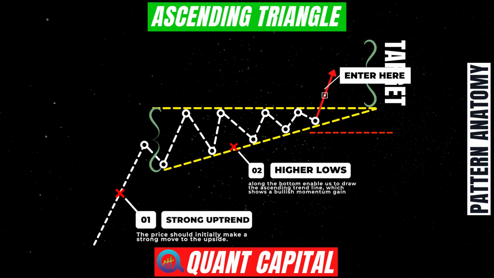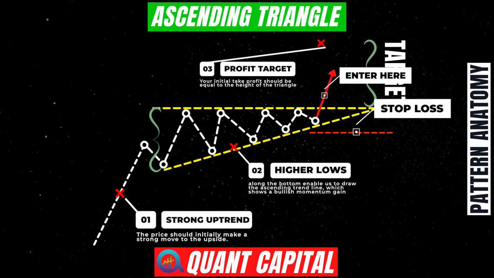These higher lows imply a bullish momentum gain. So we should enter the trade once the price breaks above resistance. We must place our stop loss below the recent swing low and target the distance which equals the height of the triangle. As for now, let's consider the market example.